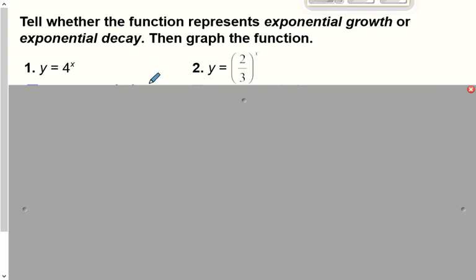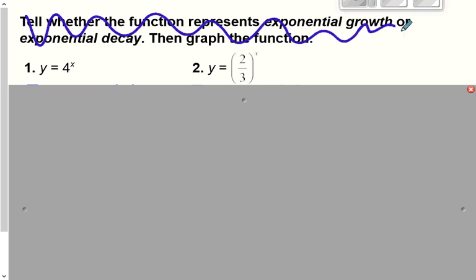Okay, let's look at these. It does say to graph. We're not going to spend the time to graph. We're just going to look at exponential growth or decay. Don't worry about writing all of this up here at the top. It's the same directions as you had earlier. So don't worry about that. Y equals 4 to the x.